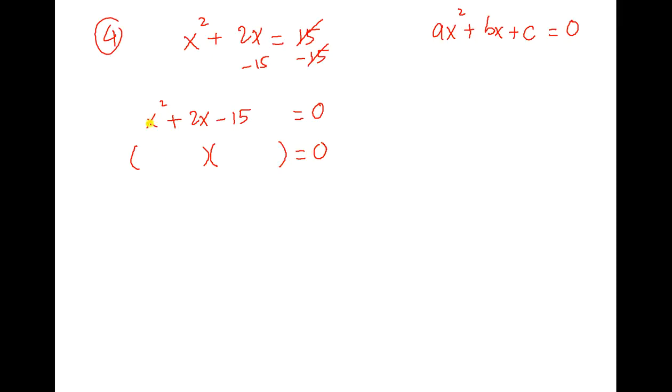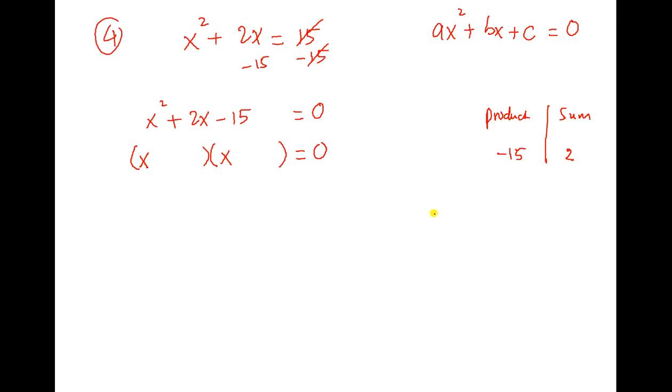Okay, so this is the second degree, so I have x here and x here. Now my goal is to try to find two numbers that when I multiply, I get minus 15, and when I add them, I get plus 2. So we are looking for two numbers whose product is minus 15, and whose sum is 2. So what are the two numbers?